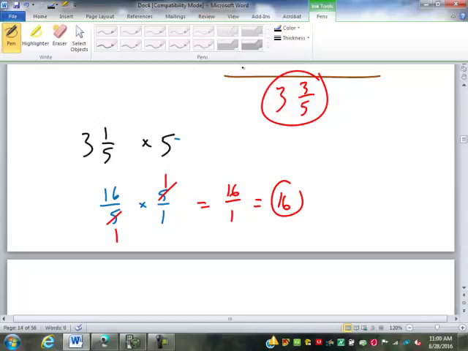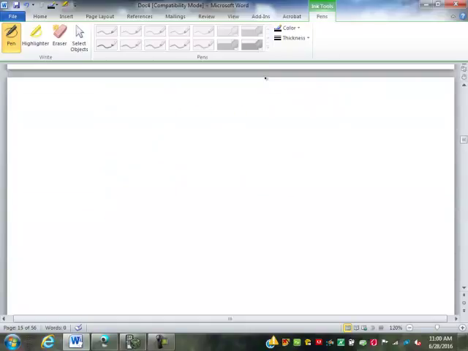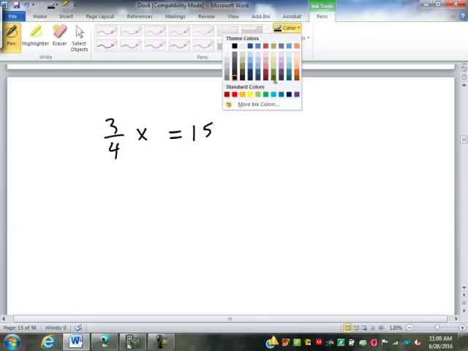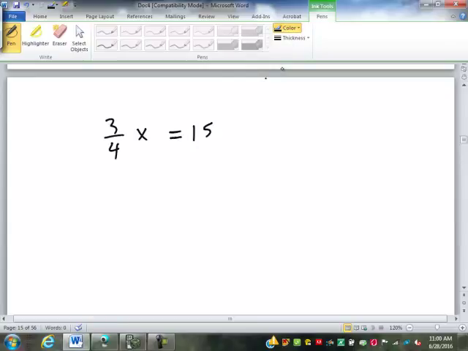So now that we're okay with working with fractions and mixed numbers, what happens if I give you something like this? Three-fourths x equals 15. Now, a lot of people look at this and they panic just a little bit. I just combined two of your least favorite things, fractions and solving equations and variables. But this here is really no different than having an equation like this.